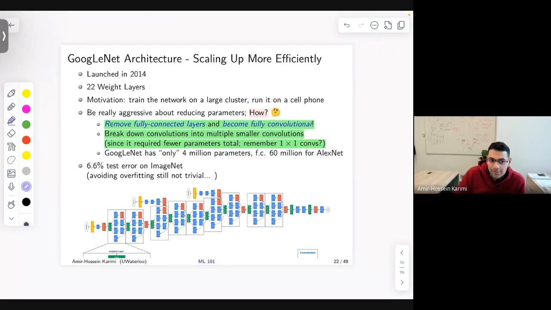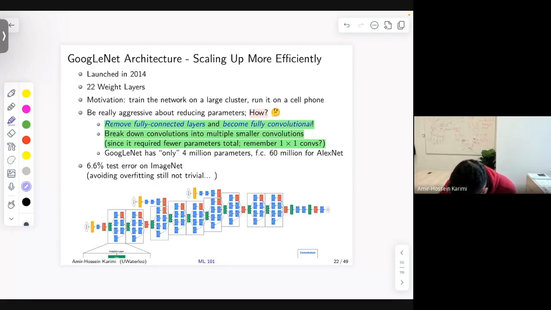Now it has 22 weight layers. And the motivation was, although it has more depth, we're going to reduce the number of parameters so much that we could run it on a cell phone. They aggressively reduced the parameters by removing the fully connected layers altogether and becoming fully convolutional. And remember the one-by-one convolutions that we talked about?